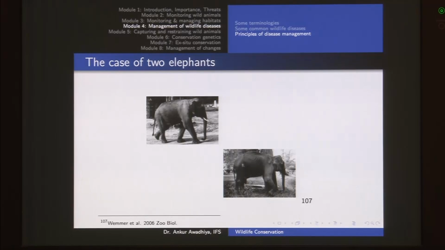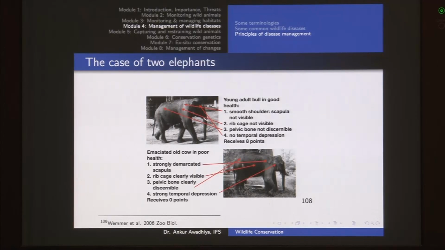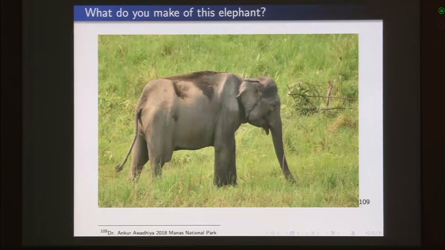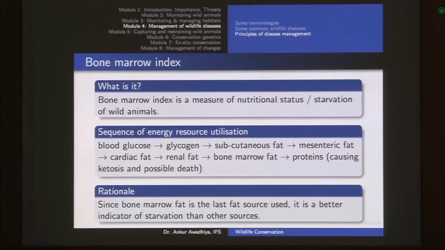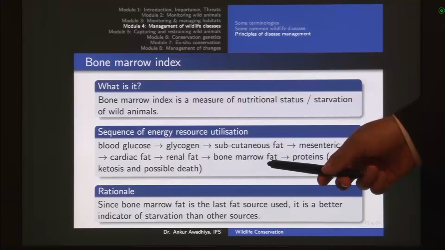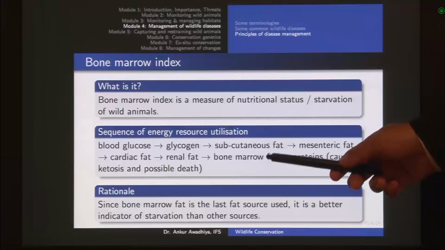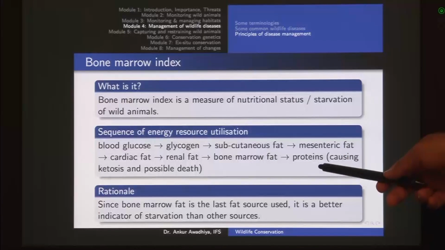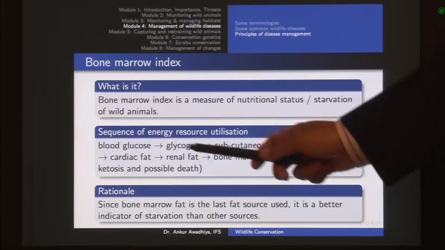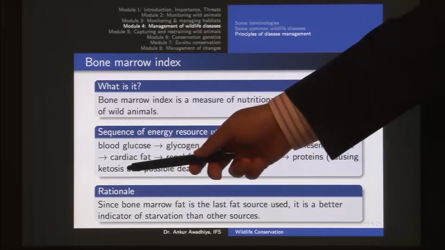So we looked at the condition of these 2 elephants, and so just by looking at the condition of an animal, you can tell whether it is healthy or whether it is sick. Next we had a look at the bone marrow index. So whenever an animal is starving, this is the sequence of energy resource utilization, and bone marrow comes as the last fat reservoir, which is followed by proteins, which leads to death or probably ketosis.